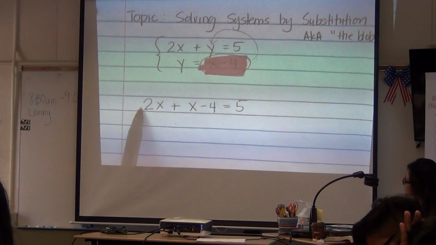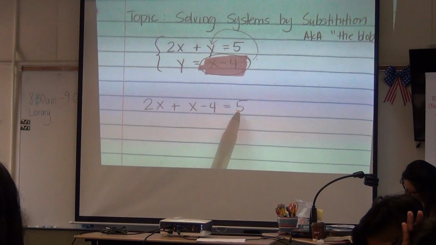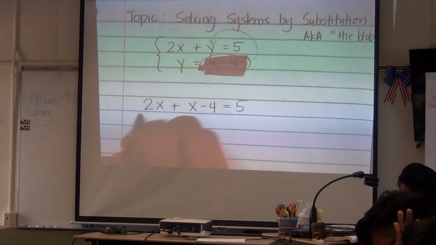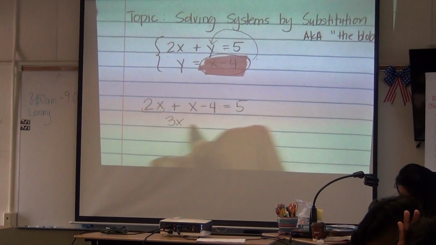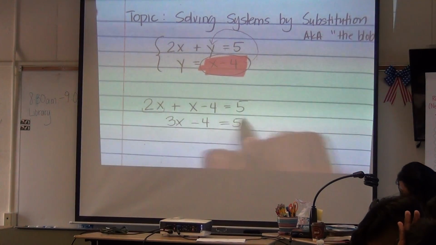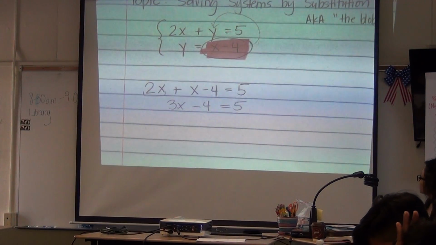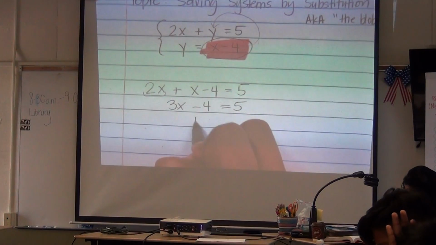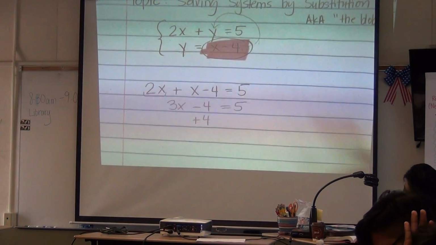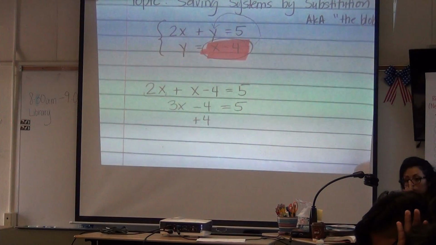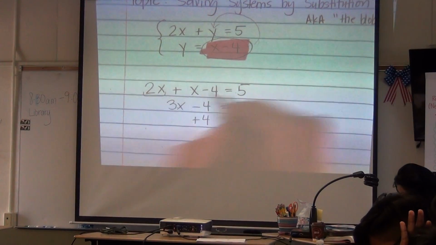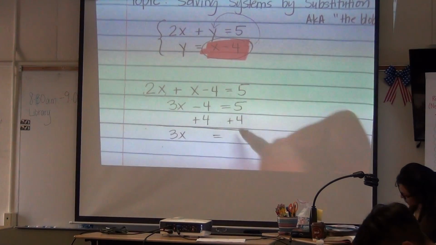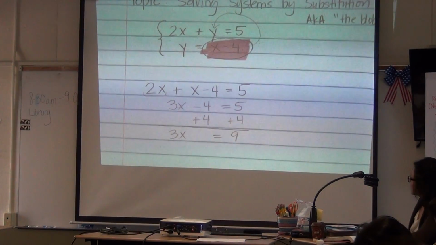Now I can go ahead and solve the first equation. 2x plus x equals what? 3x. 3x minus 4 equals 5. We have a two-step equation here. We're going to add 4 to this side. Whatever I do to one side, you do to the other. Okay, 3x equals what? 9. The next step?